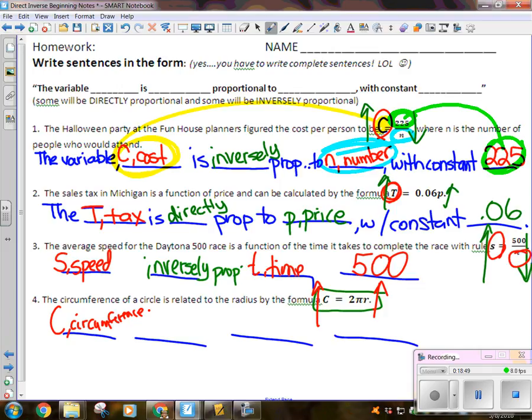Everybody good? And you're looking at letters. We're not looking at the constant. We're just looking at the letters. So this one is directly proportional to, and it's proportional to radius, which is R. And this is the variable constant a lot of people forget. What is the constant? It is 2, and it is pi. Both of those are actually representing numbers, right? 2 is a number, and pi is a number.